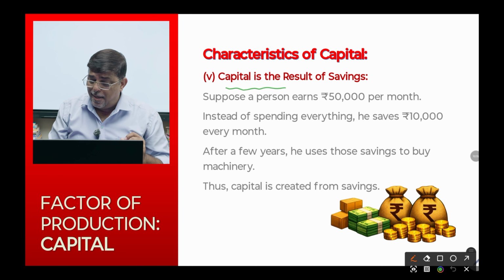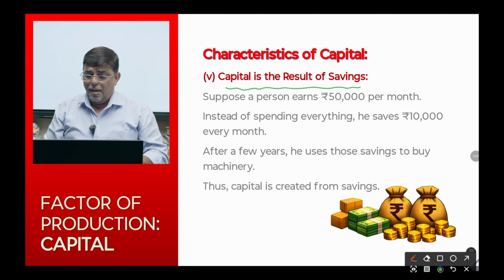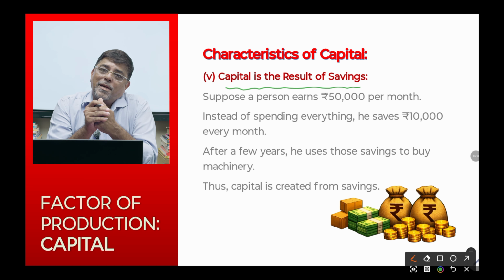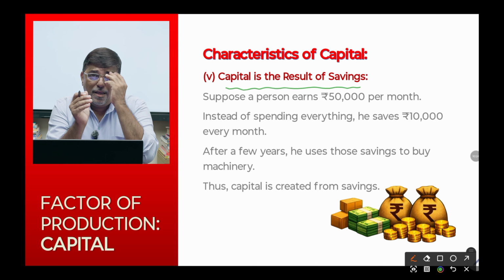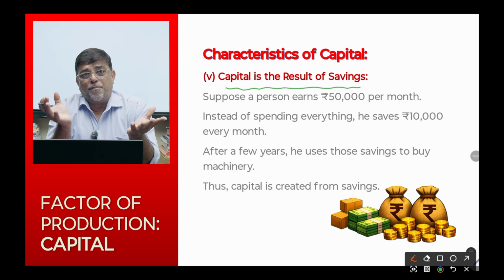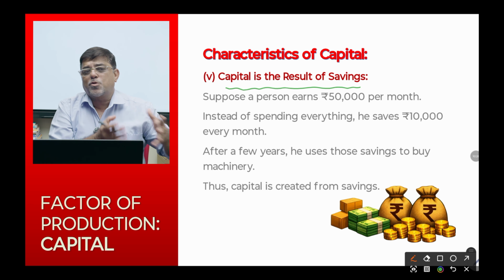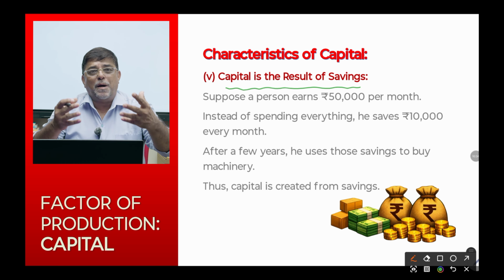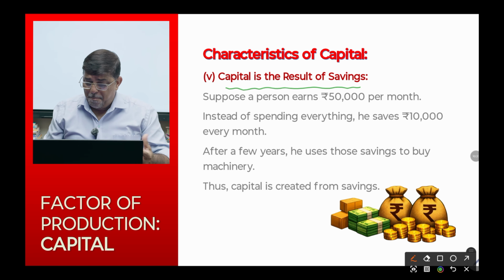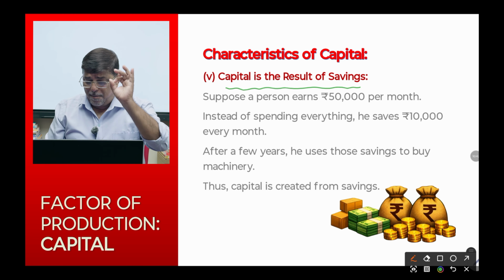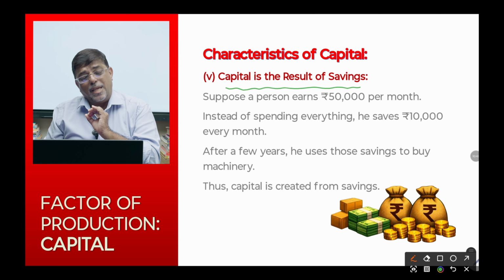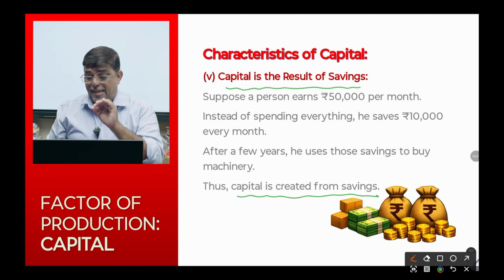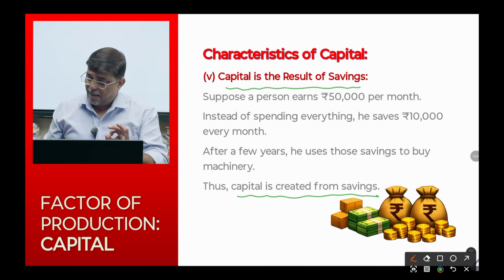Capital is a result of savings. Suppose, my dear students, a person earns 50,000 rupees a month. Definitely, he is not going to spend the entire amount. He may keep aside 10,000 per month. After a period of time, he will use this money to buy machines. And buying this machinery helps in creating capital from savings. Therefore, capital is created from savings. It is a result of savings.